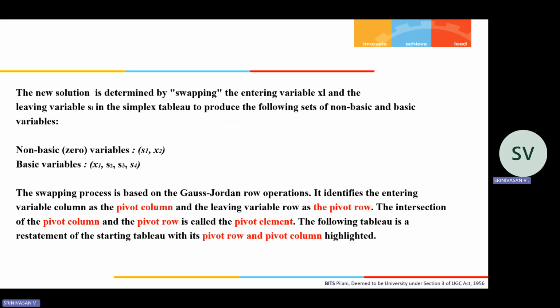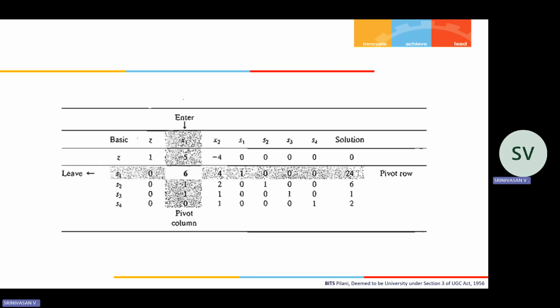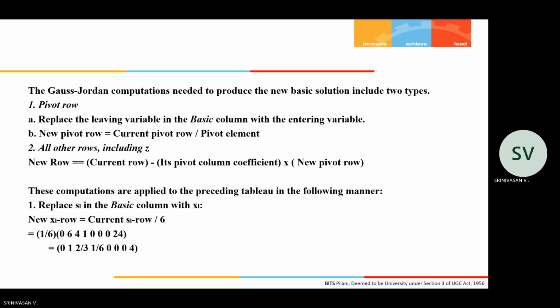And then we just find out the pivot column and pivot row as before. So the pivot column is there. Okay, x1 is entering, and this is the pivot row. Just now we have seen the first row. This is just another way of calculating. The computations are applied to the preceding table in the following manner. Replace s1 in the basic column with x1, and the new x1 row is the current s1 row divided by 6. The same way, done with slight changes.